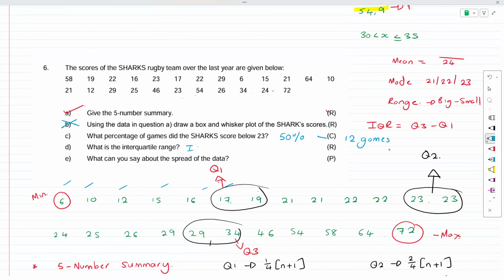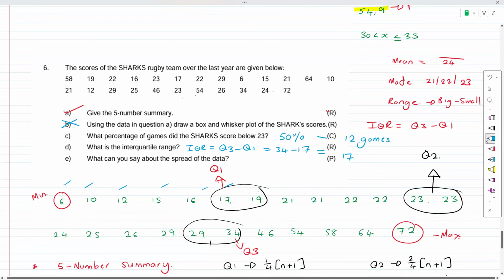The interquartile range is equal to Q3 minus Q1, which is equal to 34 minus 17, which is equal to 17. So the interquartile range is equal to 17. Right? And what can you say about the spread of the data?